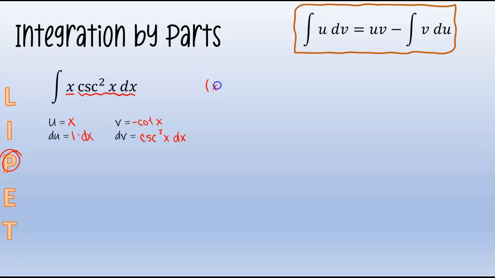So I have my u, which is x, times my v for negative cotangent of x. Remember, that's because I'm now following this formula. I've got my u and my dv identified. So the formula is u times v minus the integral of my v function, which is negative cotangent of x, times du, which is just 1 dx. Now if I rewrite this, I'm going to bring my negative constant out front and call it negative x cotangent x. And my negative times negative will make this a positive integral of cotangent x dx.